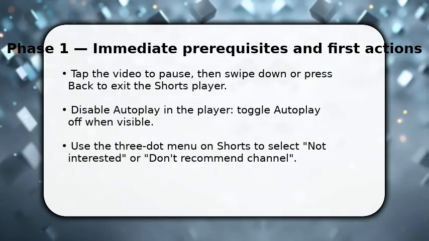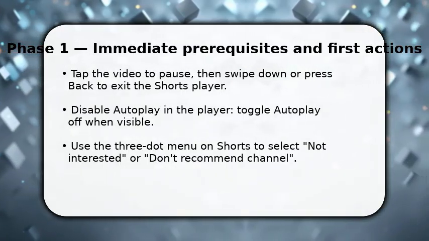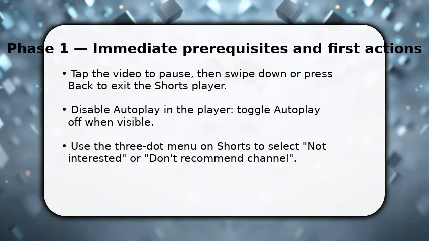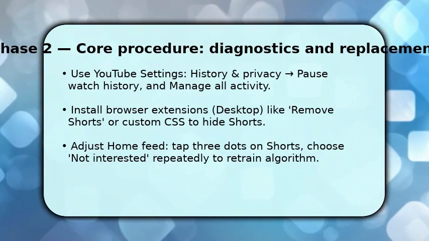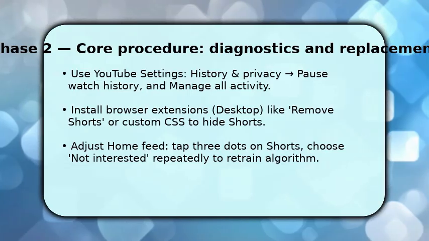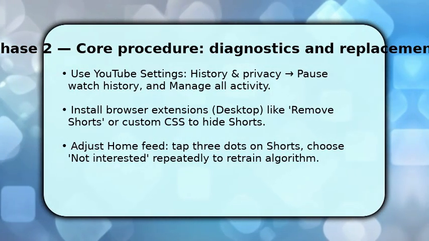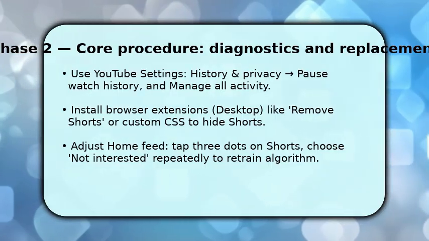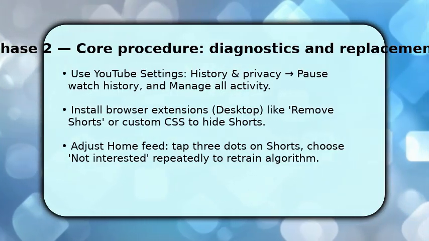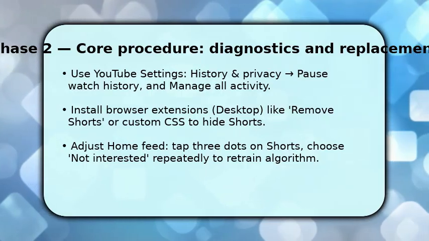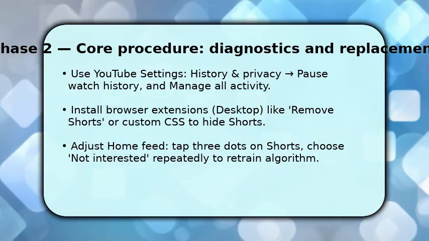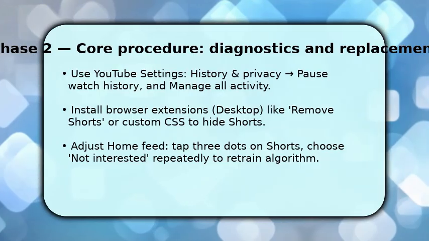You move from quick fixes to structural changes by adjusting history and UI. First, pause watch history and remove recent Shorts entries so recommendations stop reinforcing that content. Next, on desktop, use a reputable extension or custom CSS to hide the Shorts shelf entirely. That removes temptation. Also, systematically mark multiple Shorts as not interested to retrain the algorithm.